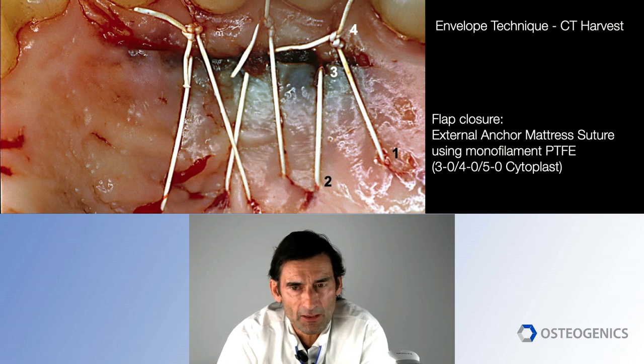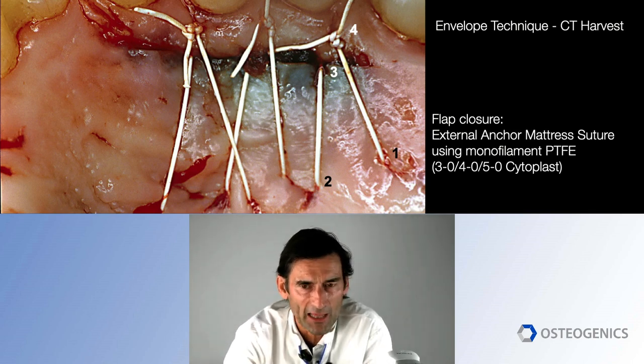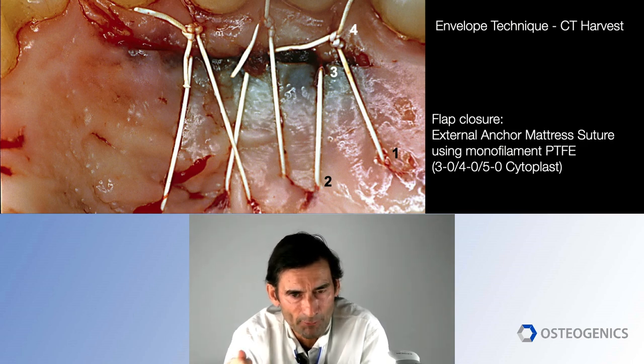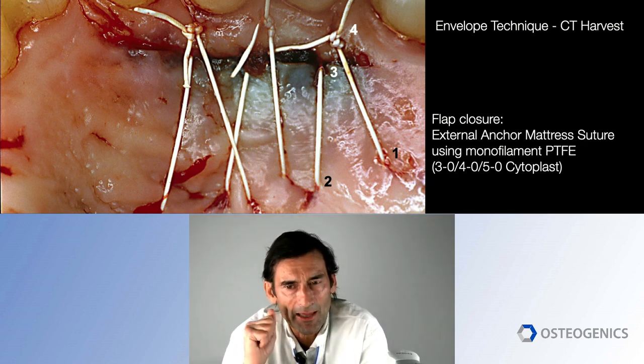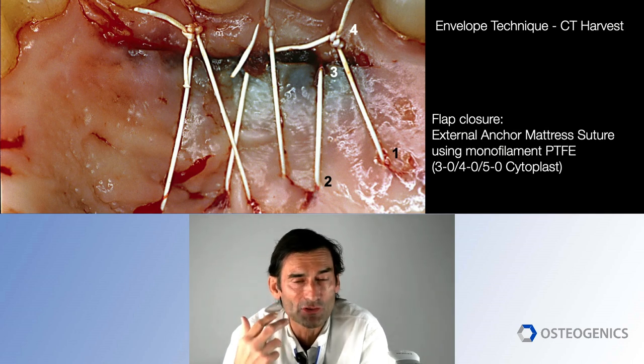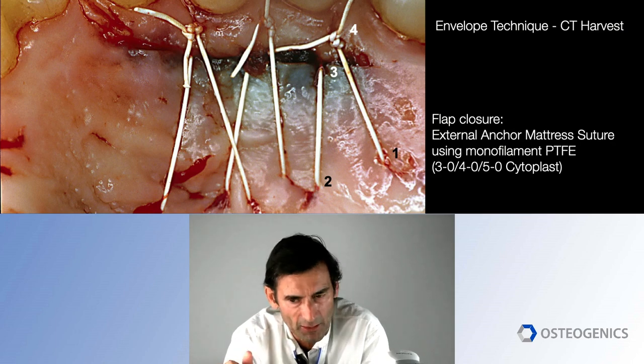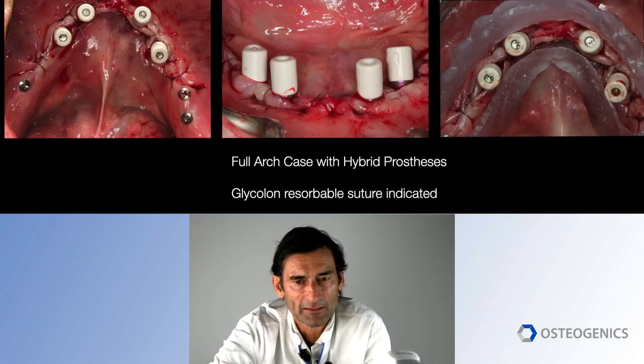So just to make a summary again, for the palatal connective tissue harvest site, I like to use PTFE. Why? Because I can put enough tensile strength on it so I can compress that flap so I stop the bleeding. Of course, I can use a resorbable suture here. Of course, I can use a nylon suture here. Not a problem, but I can't put enough tension on it because it will break. And this suture on the palate also has the big advantage for patients: it's so soft, so there is not so much trauma for the tongue. So I like this suture. There are other options, that's fine, but that's why I like it.